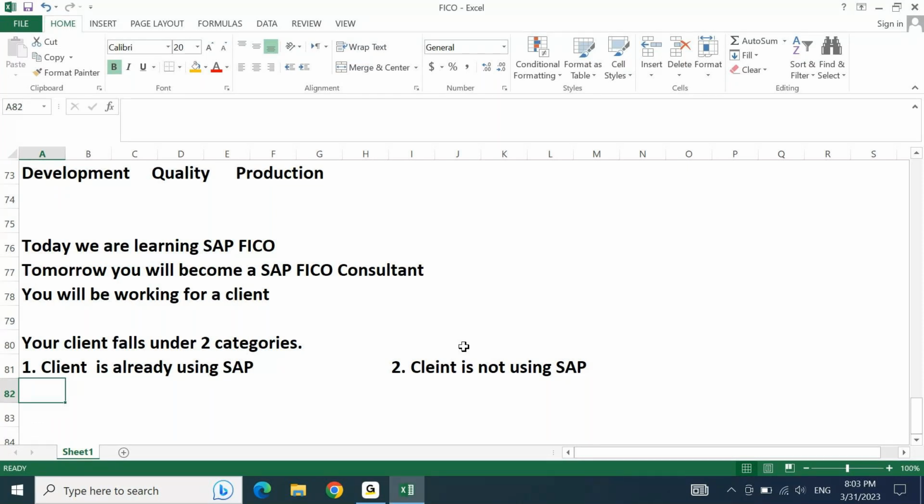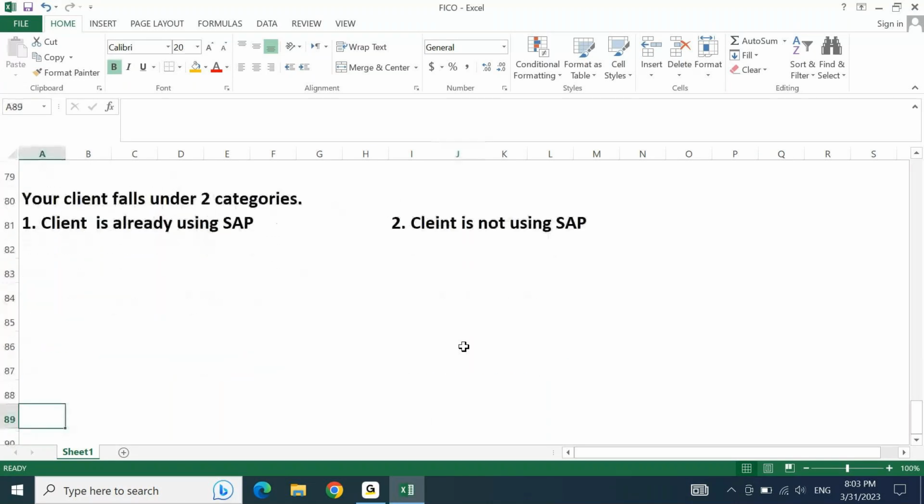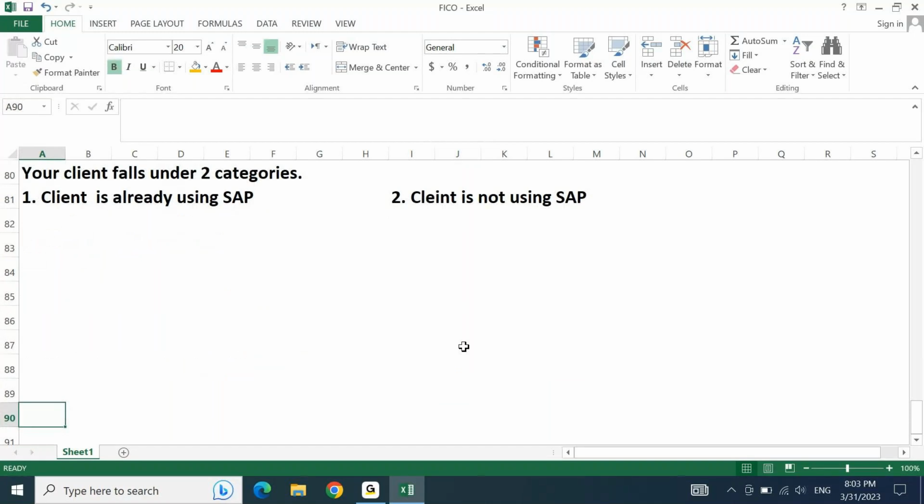If you get a FICO job, is it category one, or is category two more common? One. Now see it from your point of view, don't see it from the market point of view, don't see it in general. Make this specifically applicable to you. Tomorrow if you want to get into a job, will anybody ask you to do the configuration or implementation directly? No. That will never happen. So you will be working for a client who is already using SAP. Agree?